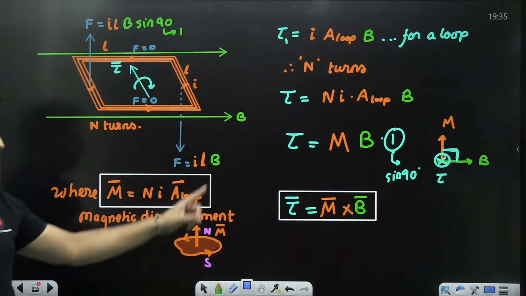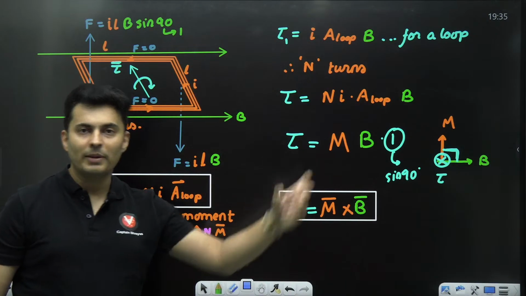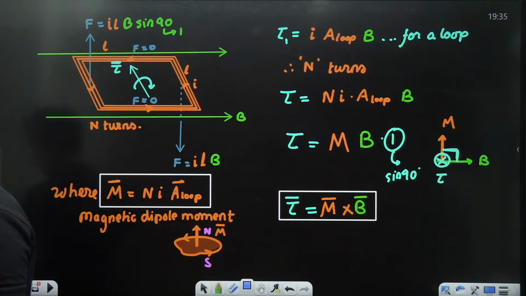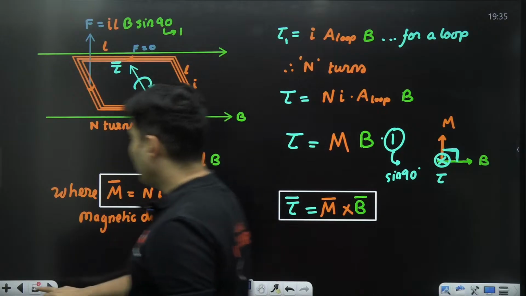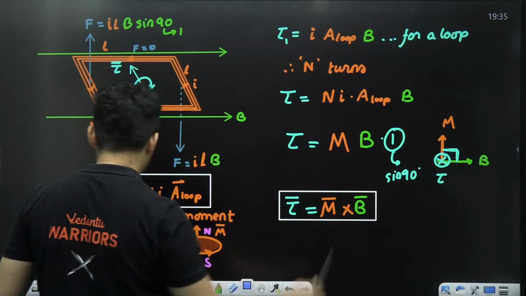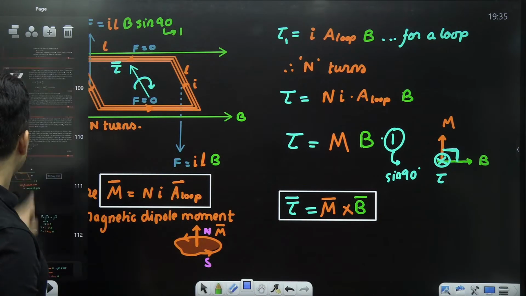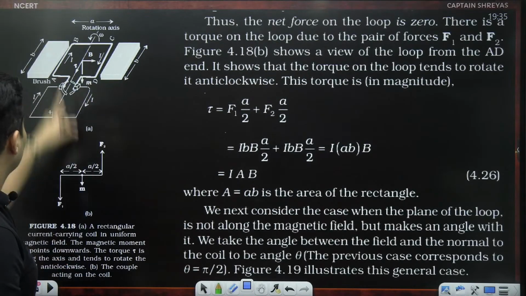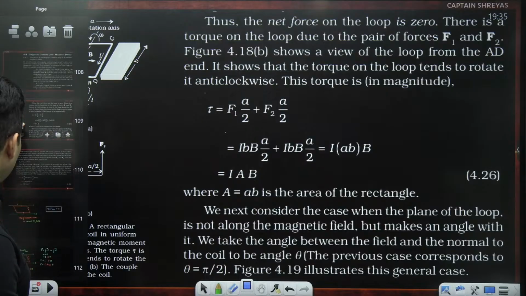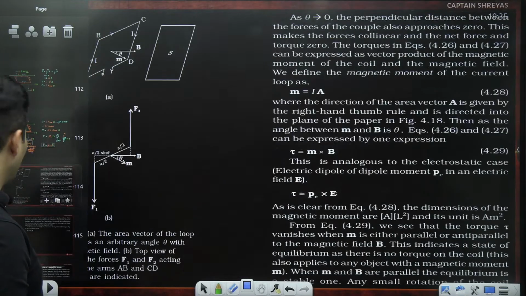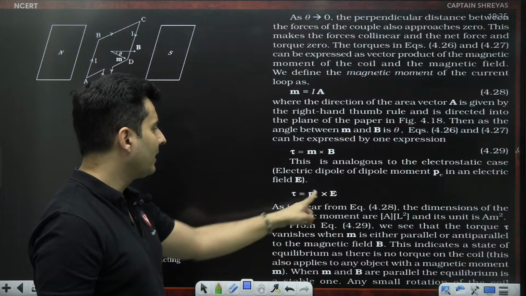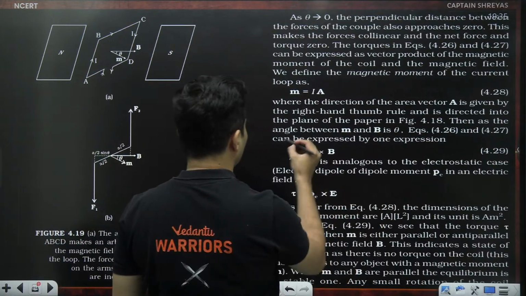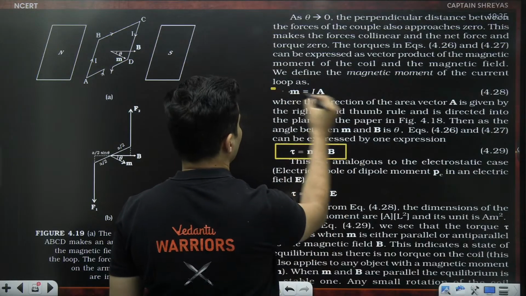This is the torque which is acting on a loop carrying current. It is M cross B. As simple as that. This is the derivation for that. It's just like electrostatics. It was P cross E. Here it is M cross B. That's exactly what they have mentioned. They have done the same derivation over here, for that same loop, and they have said that this is very similar to electrical dipole moments torque. So all these are very important things.